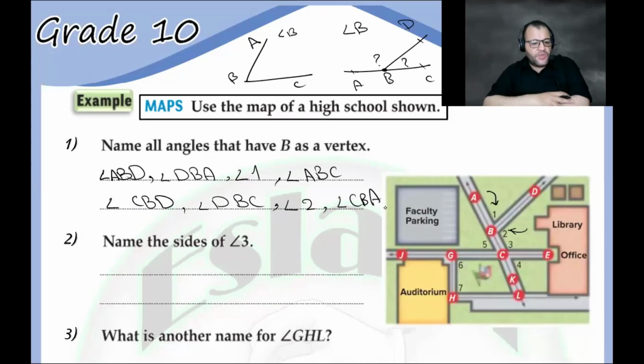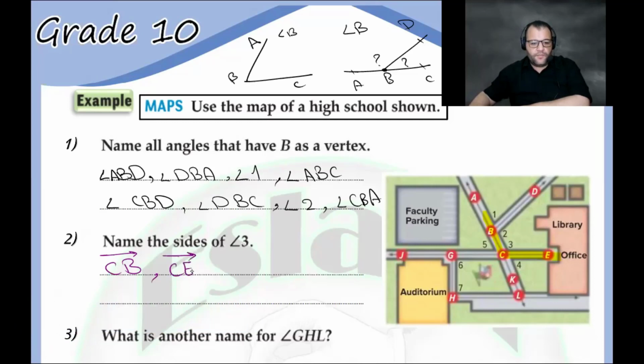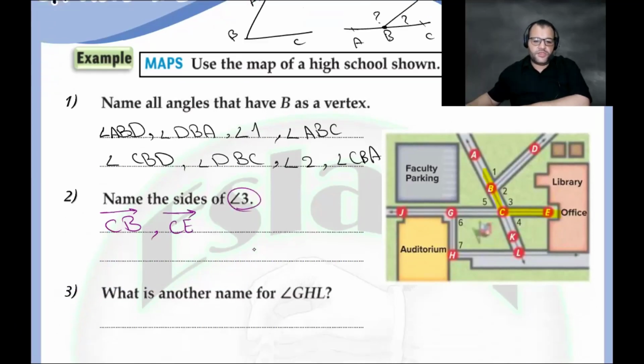So we need to name the sides of angle number 3. Where is angle number 3? That's angle number 3, this one. BC. Side means how many letters? 2 letters. CB, that is the first side. And CE. So those are the sides of angle number 3.